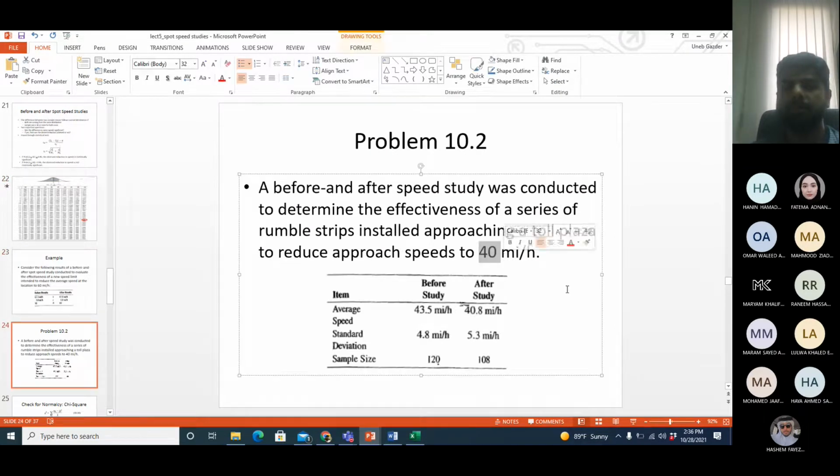Okay. So we have already answered the first question. Yes, there is a significant change in the before and after study. Now you will answer the second question, which is, did you achieve the 40 miles per hour speed limit or not, the required value or not? Okay. So I believe you can do it yourself. I will not go into that. You have to calculate the E value and then you will calculate the confidence interval like you did today.